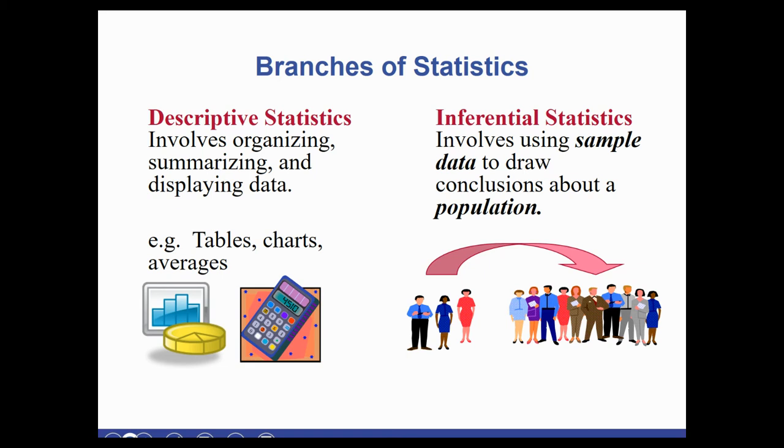So there are two different branches here, descriptive and inferential, but they're not unique from each other. Oftentimes, you are doing the descriptive statistics first, and then you're doing inferential. So descriptive is giving you those results. Inferential is then what you kind of do with those results.